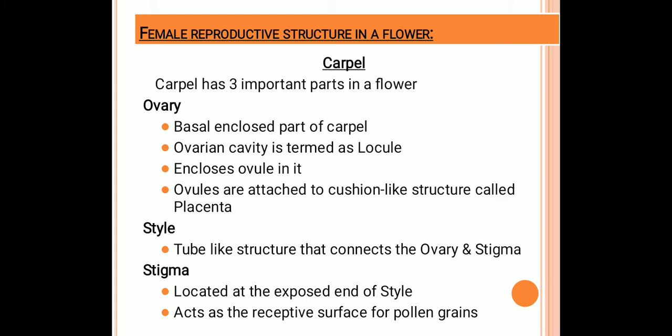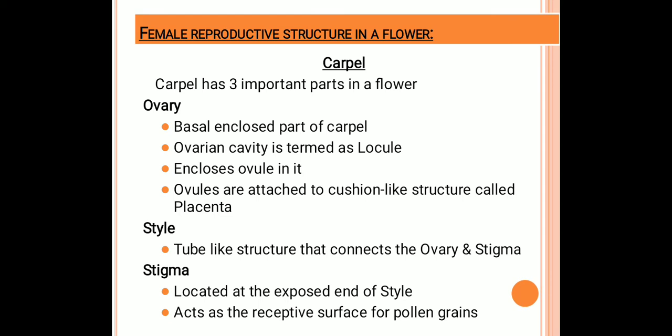Then next one is the style. The style is the tube-like structure that arises from the ovary and connects the ovary and the stigma. The stigma is located at the exposed end of the style, the upper part of the style. It is normally sticky in nature, and it is a flat part.